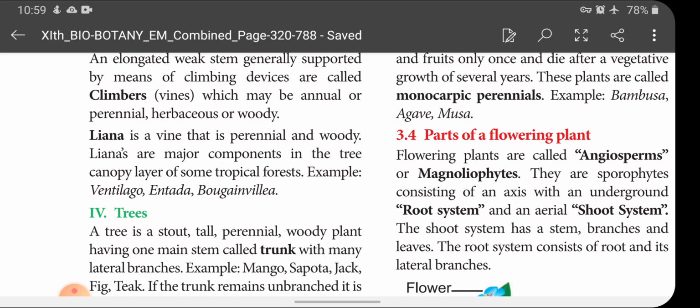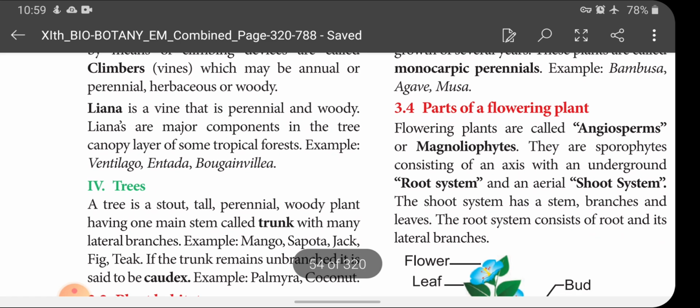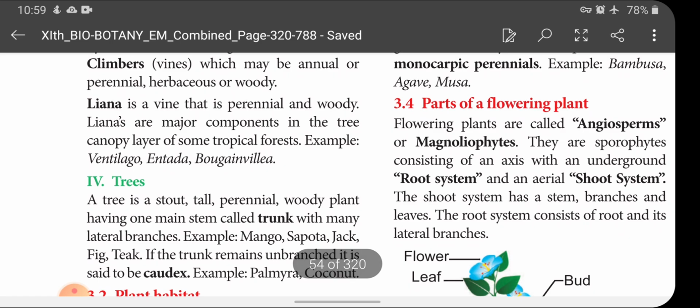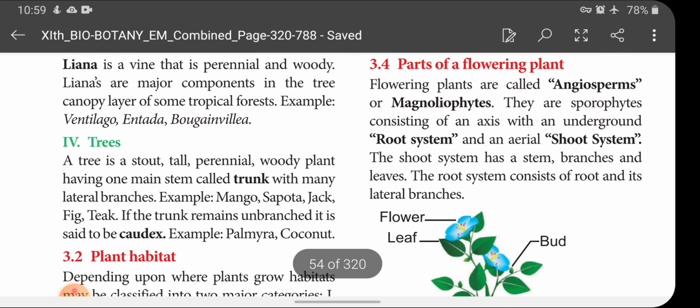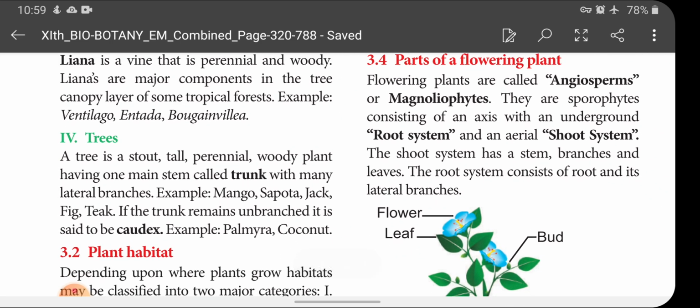Liana is a vine that is perennial and woody. Lianas are major components in the tree canopy layer of some tropical forests. Example, Vendilago, Antigonon, Bougainvillea. Next, trees. A tree is a stout, tall, perennial woody plant having one main stem called trunk with many lateral branches. Example, mango, sapota, jack, fig, teak.